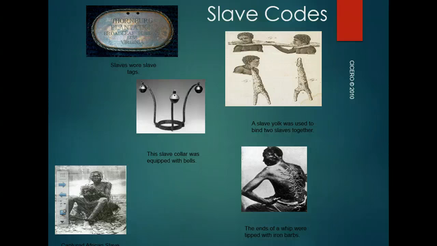You can see from the picture here that slaves wore slave tags. That should be slave. Whoops. What am I looking at? You've got a slave collar, equipped with bells, so if the slave tried to run away, it would ring. There's a yoke that was used to bind two slaves together, and this man's back has been whipped with iron barbs. This picture down here shows a slave that was captured after he tried to run away.